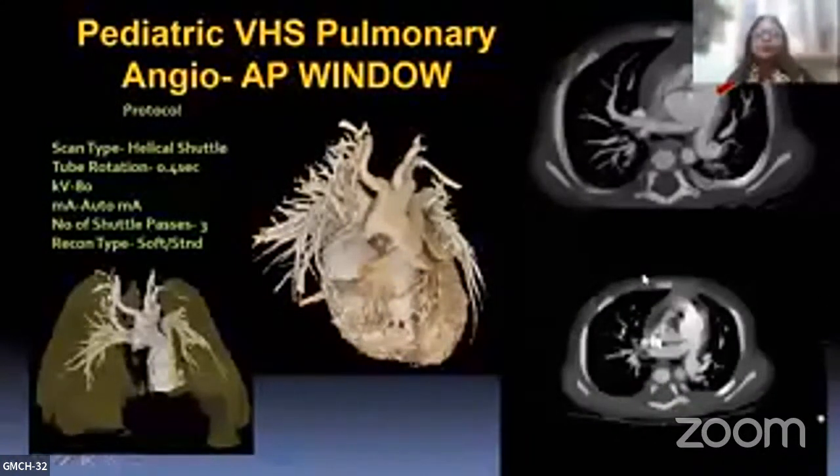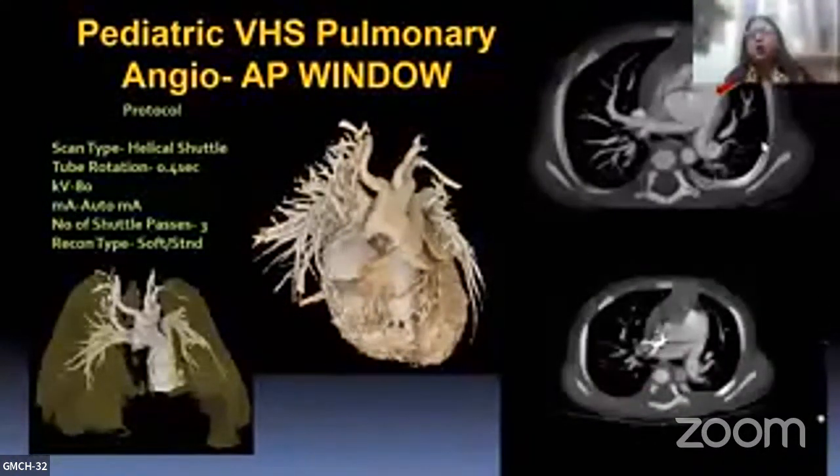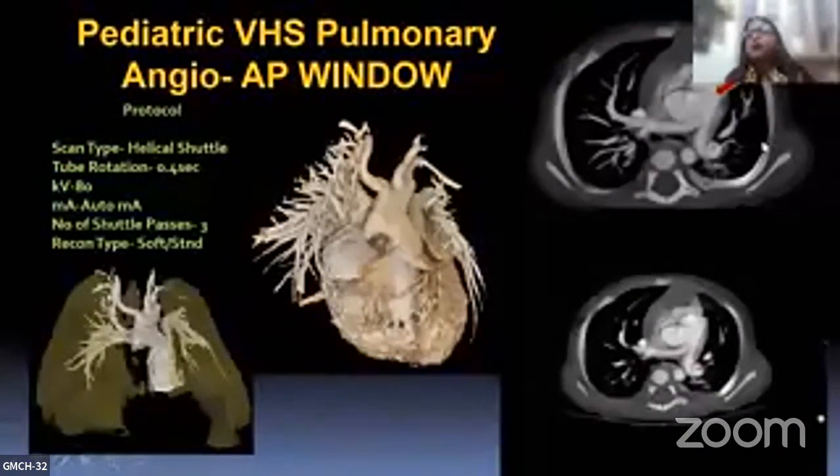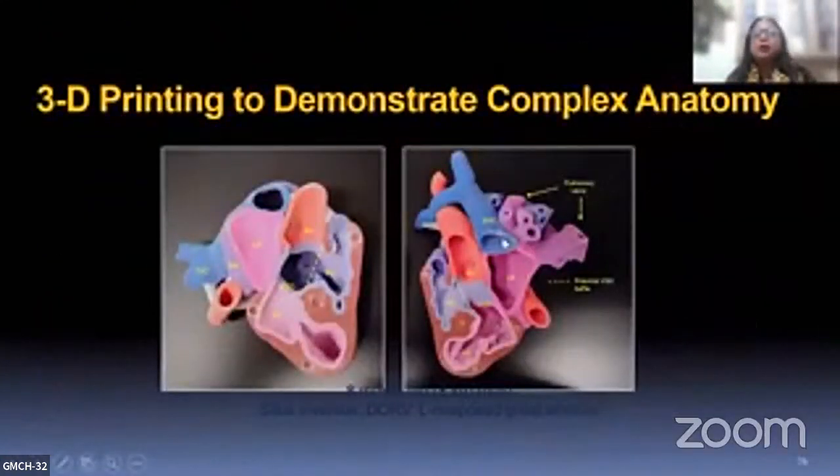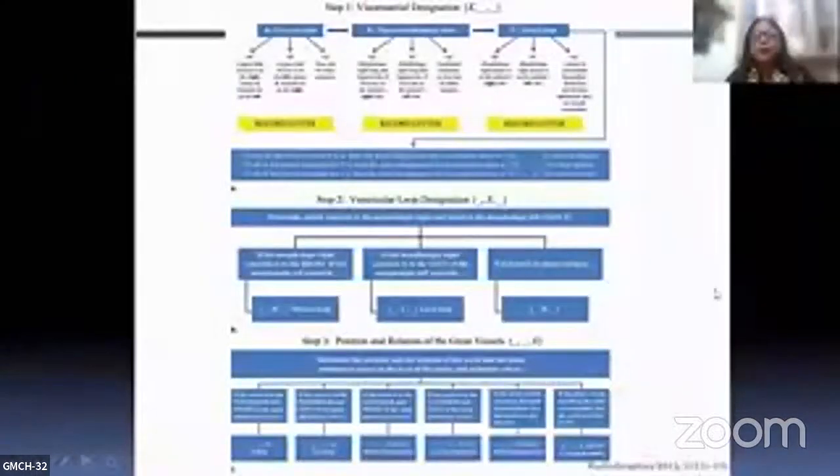Because in these small children, we cannot control the heart rate or the respiratory rate, and we have to use a very little contrast with all the radiation protection measures. Nowadays, 3D printing is also there to demonstrate the complex cardiac anatomy.